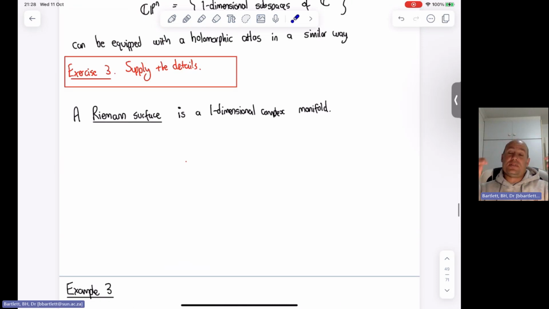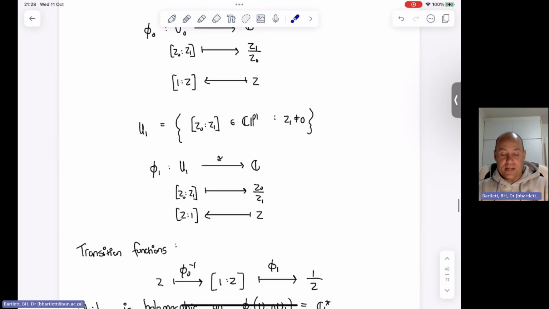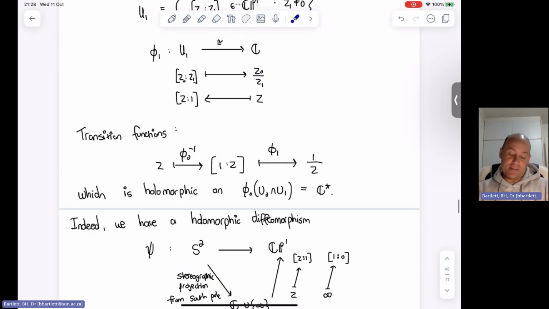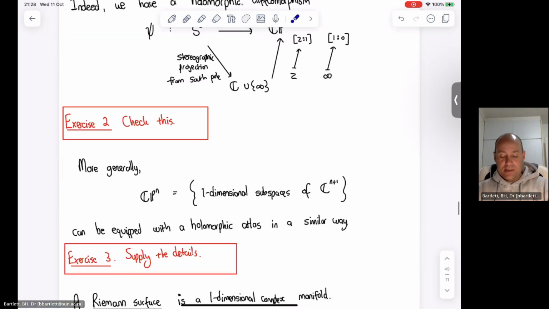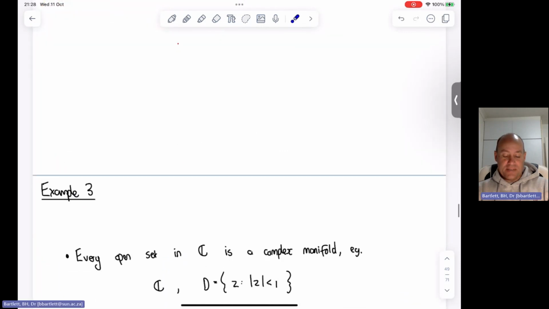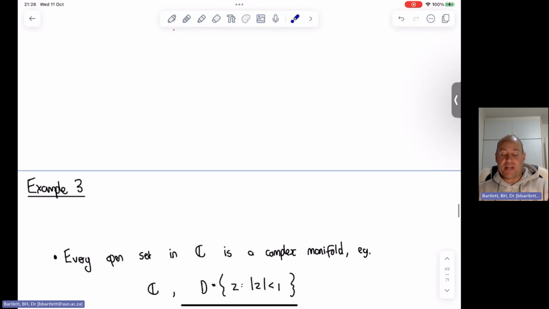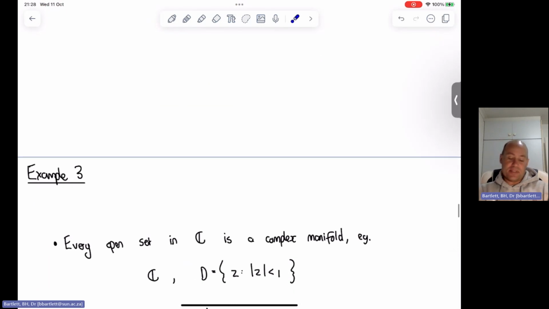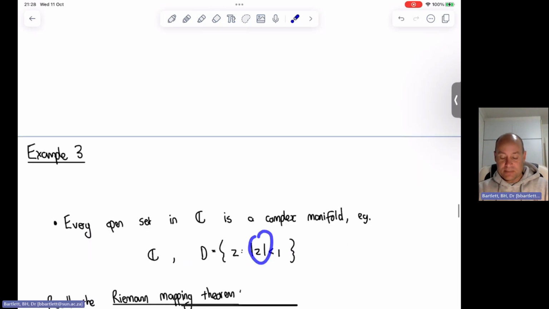Okay, so I've given you two examples so far of complex manifolds, the two-sphere and CP1. And I've also given you CPn. Let's give another example, just at a more basic level. Every open set in the complex plane is going to be a complex manifold, right? For example, the complex numbers themselves, or the unit disk. By unit disk, I mean the open unit disk, where the length of the complex number is less than 1.